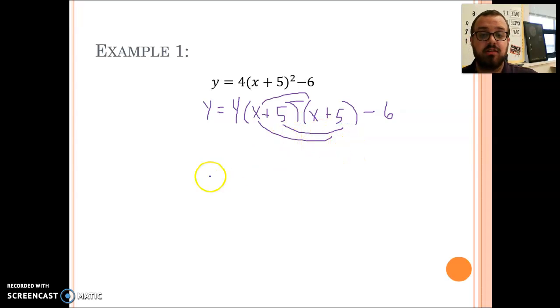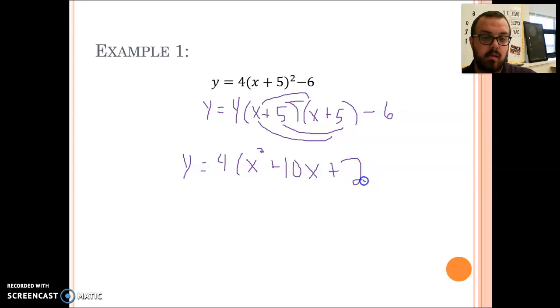Okay, and what you should notice is, again, that this is a factor pattern, so it's always going to be the same thing. It's that perfect square trinomial. But we're going to get x squared plus 10x plus 25. And then minus 6. And then we'll go ahead, we'll distribute this 4, and then we'll do some simplifying.